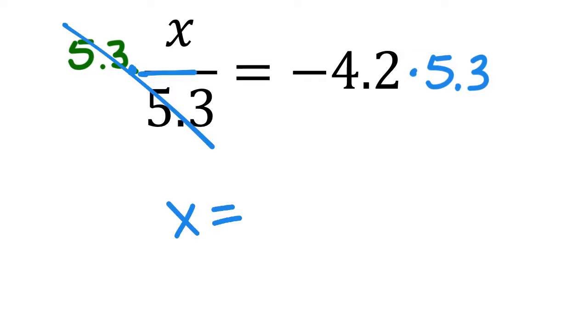I'm just putting the calculator there, times rather, not divide, times 5.3, which is negative 22.26. And then, just to check on this, we'll divide that by 5.3 to make sure it checks off. And it does, so we're good.